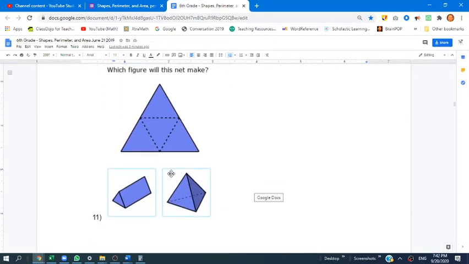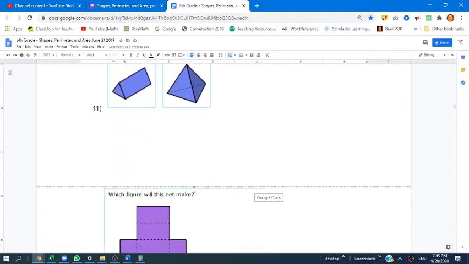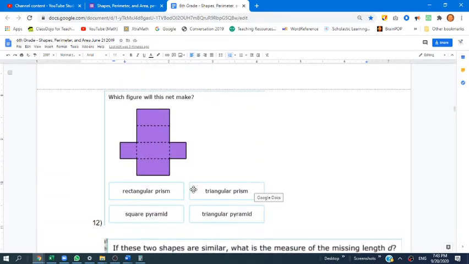Number 11. Which figure will this net make? The first figure or the second figure? Number 12. Which figure will this net make? A rectangular prism, a triangular prism, a square pyramid, or a triangular pyramid? Pause the video if you need more time.